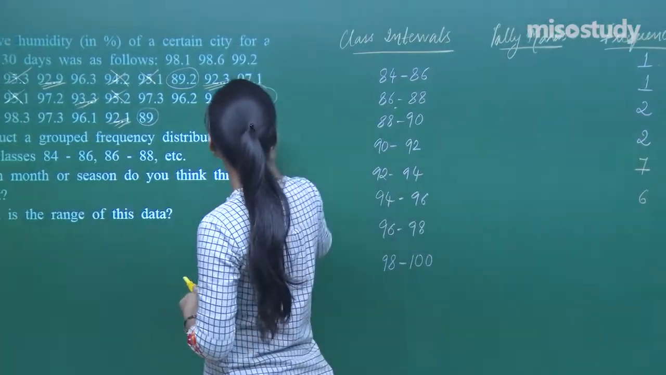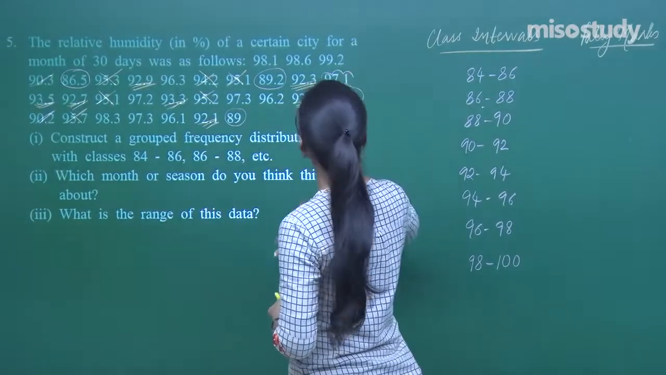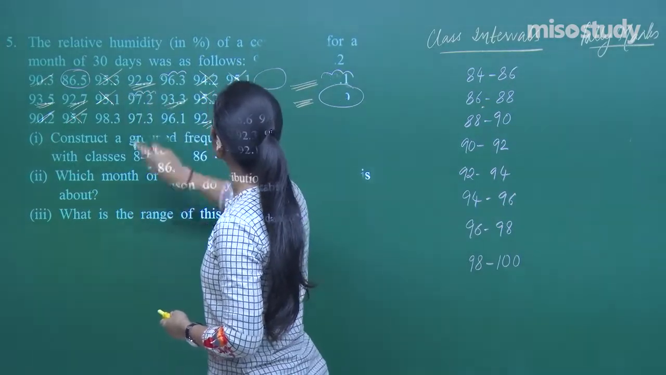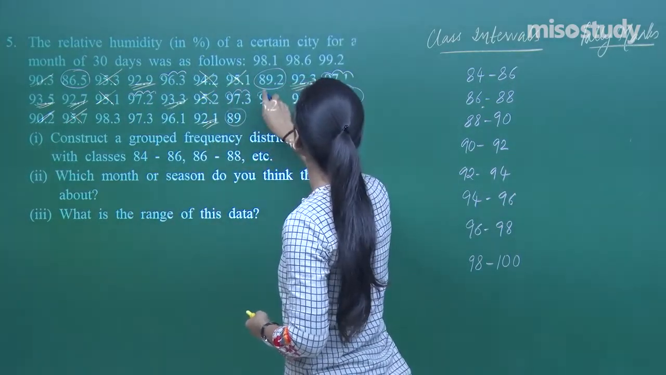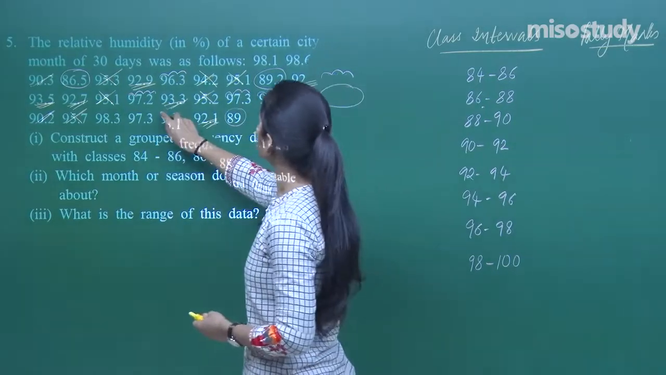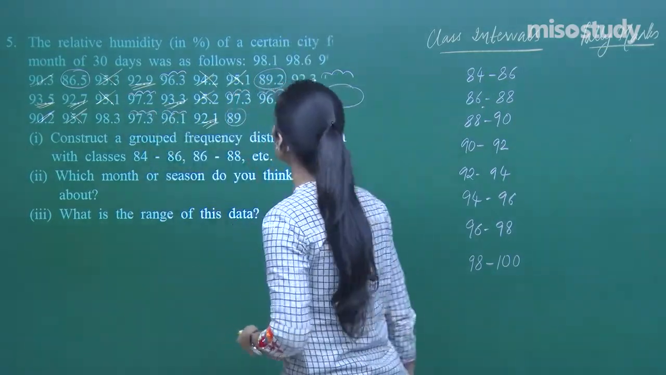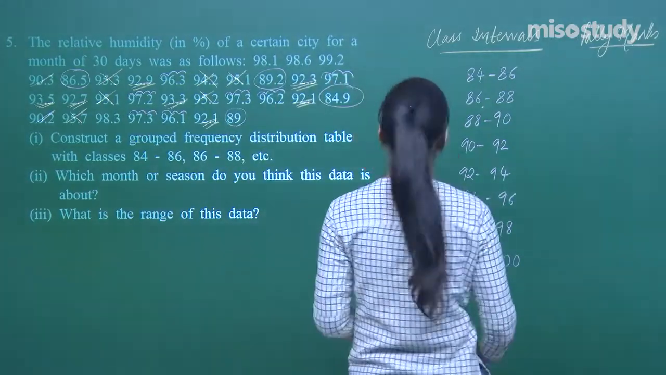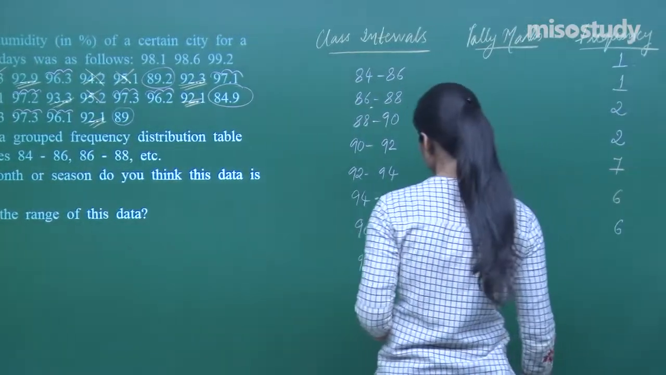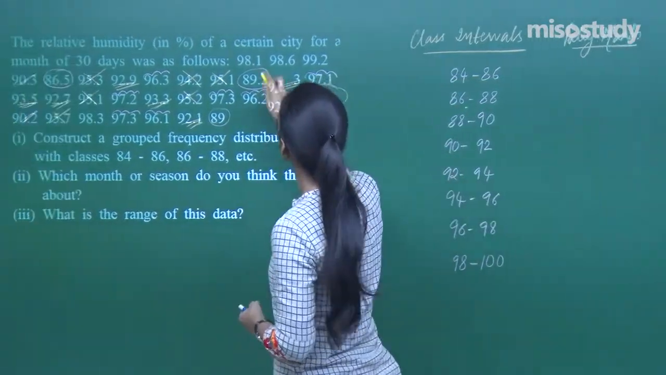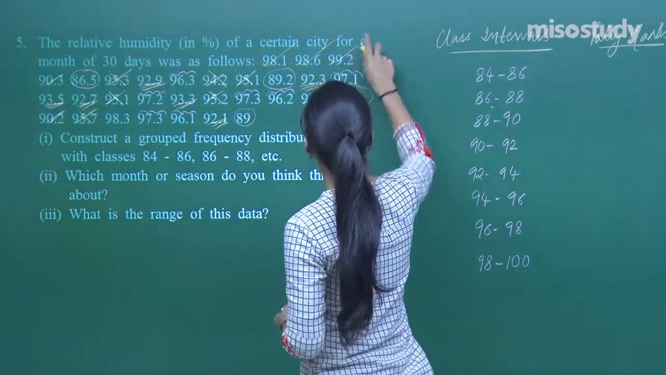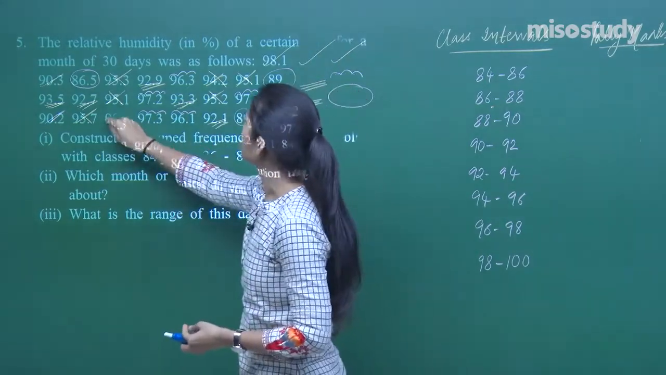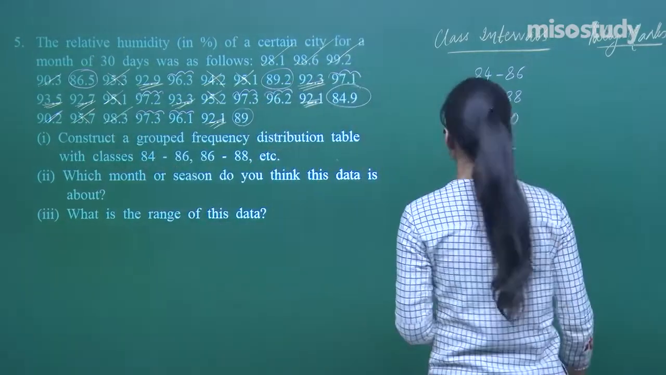96 to 98, I have this, this is there, and here also this is there, that is it. So we have 1, 2, 3, 4, 5 and 6 again. 6 values are between 96 to 98. 98 to 100, I have 1, 2, 3, rest everything is, yeah, so 4. 1, 2, 3 and 4 values are there here.